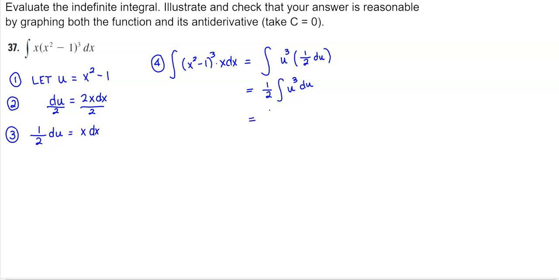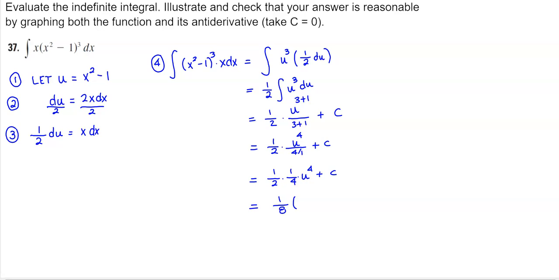Okay, now we have to take the antiderivative. So the antiderivative of u cubed is u to the 3 plus 1 over 3 plus 1 plus c. Okay, so now we add. So we have u to the fourth over 4, which is 4 over 1, plus c. And then we're going to multiply by the reciprocal of the denominator of 4 over 1, which is 1/4 times u to the fourth plus c. So 1/2 times 1/4 is 1/8. We're going to substitute back what u is, which is x squared minus 1 to the fourth power plus c. So therefore, there is our result.